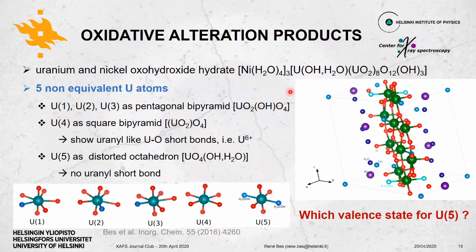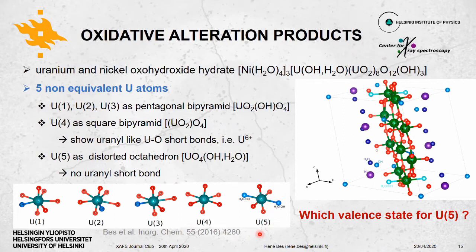One type of this compound I studied a few years ago is the nickel and uranium oxohydroxyhydrate, which shows the typical layered structure you can see on the right side. It has 5 non-equivalent uranium atoms. 3 of them show a pentagonal bipyramid type of coordination. The 4th shows a square bipyramid type. And in all of these 4 uranium environments, we have uranium-oxygen short bonding, which means typically uranium 6+.